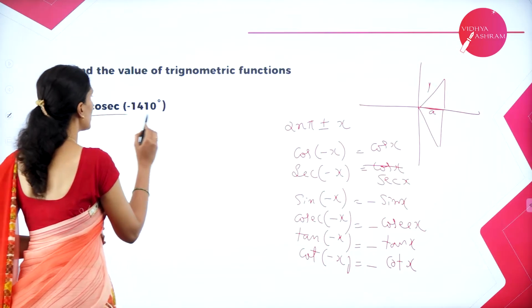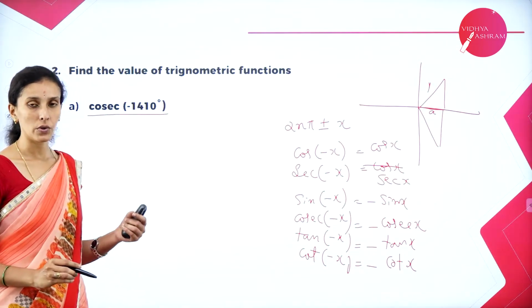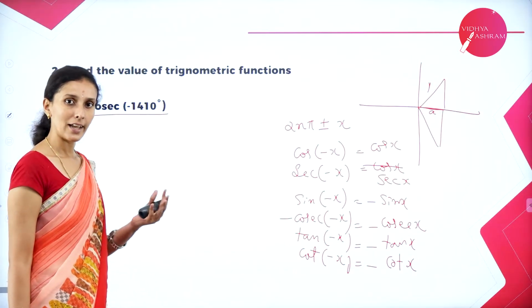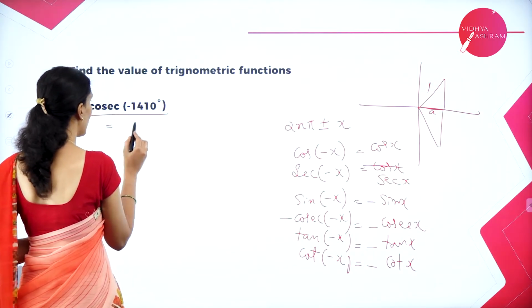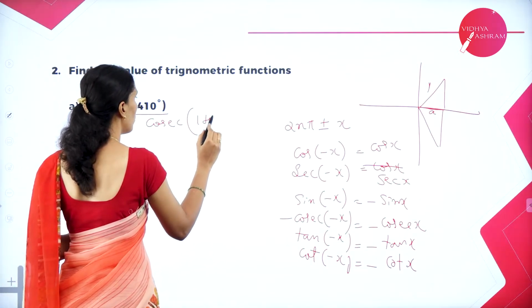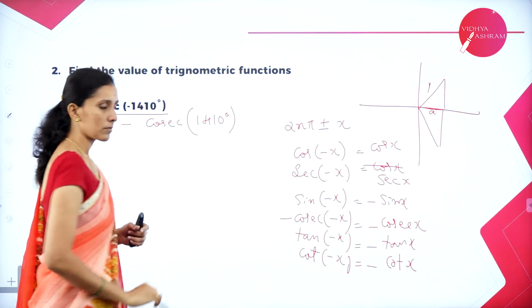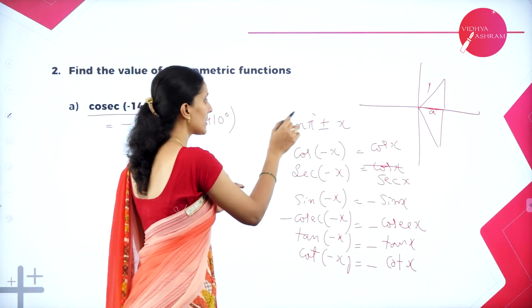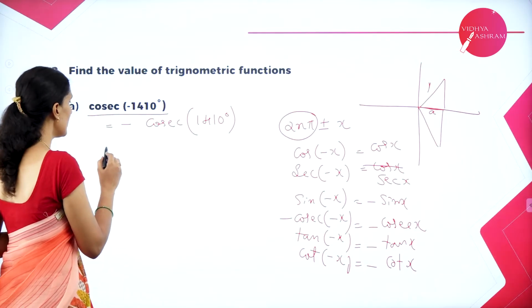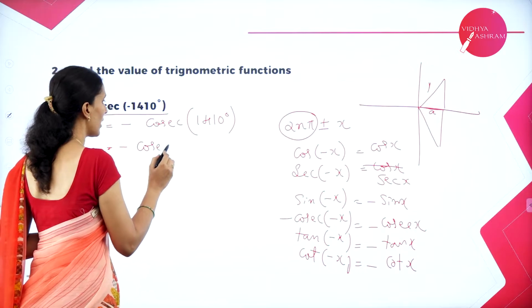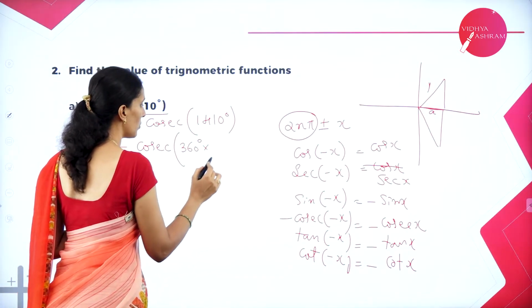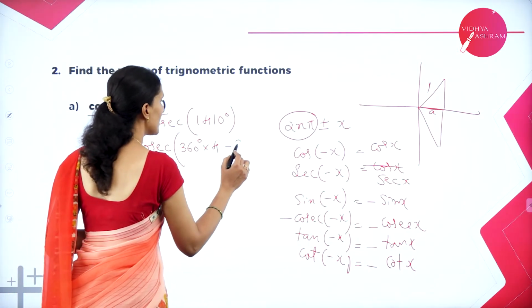Now here cosecant of minus 1410 is given. So how can I write it? Cosecant of a negative angle is negative of cosecant. So this one I'll take as minus cosecant of 1410 degrees. Search for the nearest angle with respect to 2π for 1410. That is minus cosecant of, you can take this as 360 degrees into 4 minus 30 degrees.